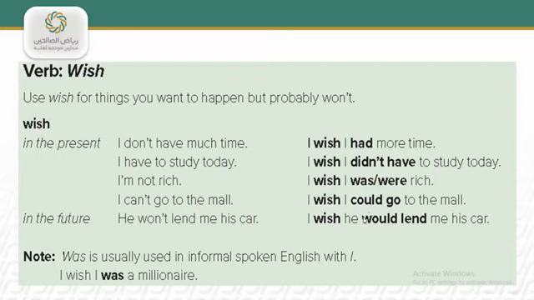In the future بيقول I wish he would lend me his car. أتمنى لو أنه يقرضني سيارته. معنى الكلام he will not، هو سوف لا، or he won't، سوف لن يسلفني أو يقرضني سيارته في المستقبل. يبقى إذن برضو بيتكلم عن أمنية لن تتحقق، ولكن في هذه المرة فيما يخص المستقبل. أوكي. note ملاحظة was usually used in formal spoken English with I.